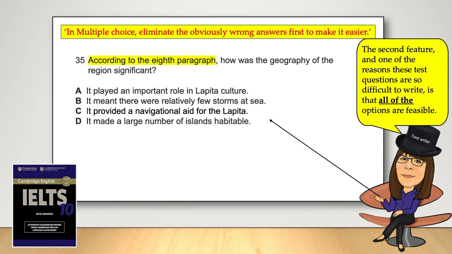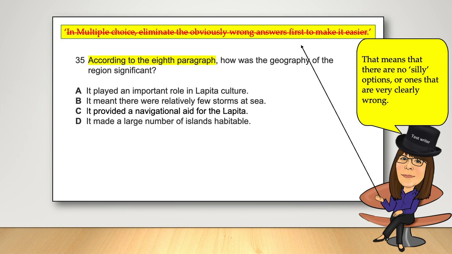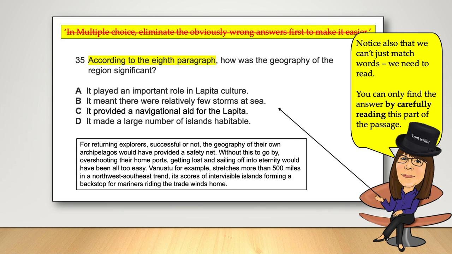The second feature, and one of the reasons these test questions are so difficult to write, is that all of the options are feasible. That means that there are no silly options or ones that are very clearly wrong. Notice also that we can't just match words. We need to read. You can only find the answer by carefully reading this part of the passage.